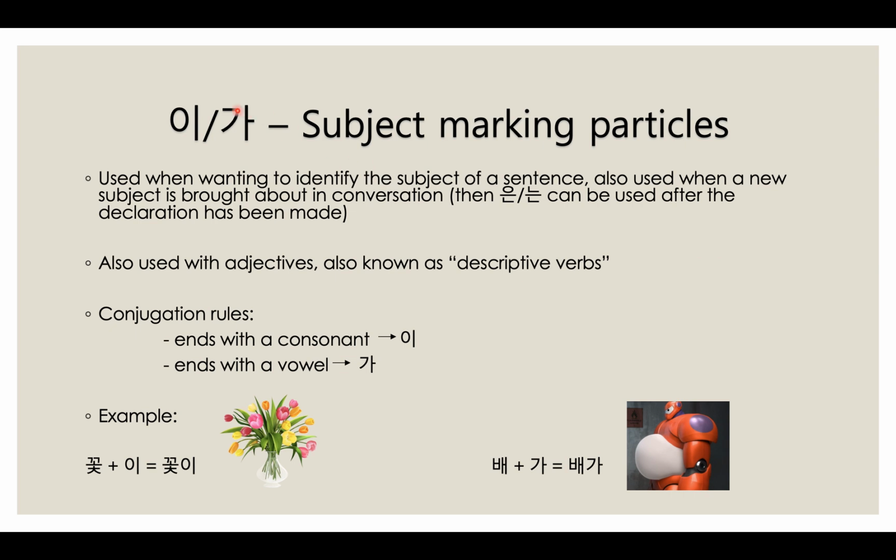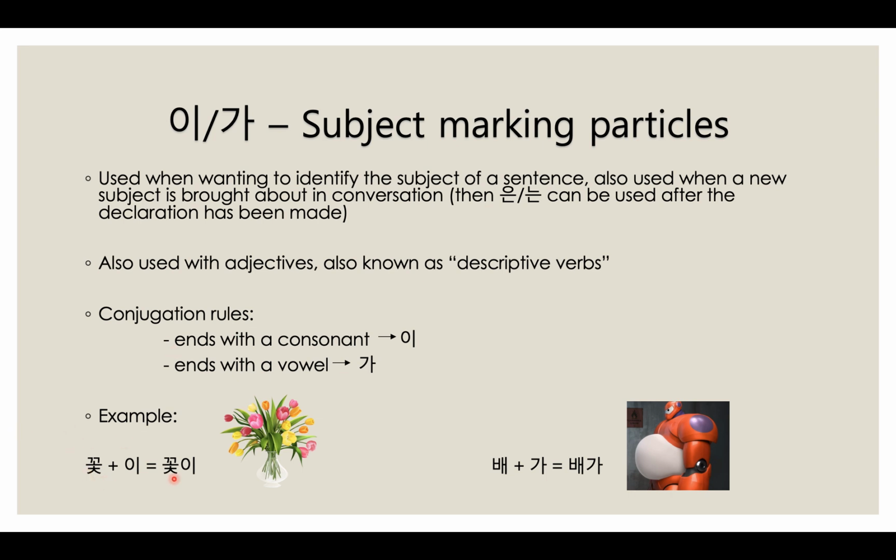Next particle we have is 이 and 가, subject marking particles, used when wanting to identify the subject of a sentence, and also used when a new subject is brought about in conversation. Then after that, 은 and 는 can continue to be used after the declaration has been made. The subject marking particle is just brought in when you're trying to help clarify the meaning of your sentence. Also used with the adjectives, the descriptive verbs. Conjugation rules: if it ends with a consonant, you add 이. Ends with a vowel, you add 가.